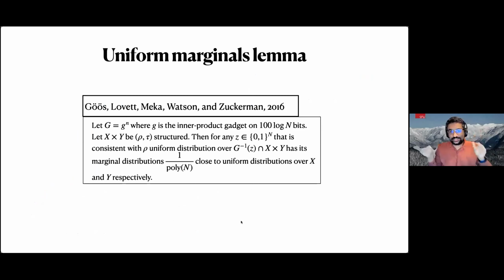So now, to combine everything together, we also need this uniform marginals lemma, without which our original strategy would not work, right? We knew the uniform marginals lemma was known for the index gadget, but it was also known for the inner product gadget from a long time ago, by this paper by Göös, Lovett, Meka, Watson, and Zuckerman.